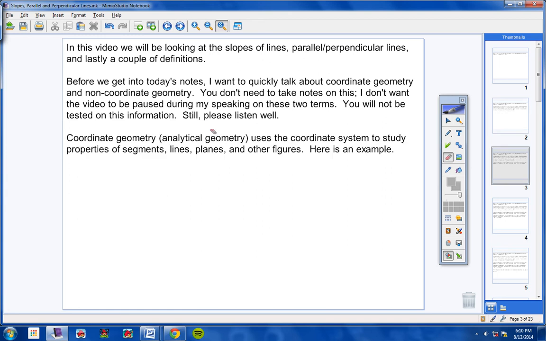Okay, here we go. Now, coordinate geometry, or we also call this analytical geometry, uses the coordinate system to study properties of segments, lines, planes, and other figures. Let me give you an example. Again, don't write this down, just watch, okay? I'm going to draw a very quick, crude coordinate plane. Here's my y-axis, here's my x-axis.